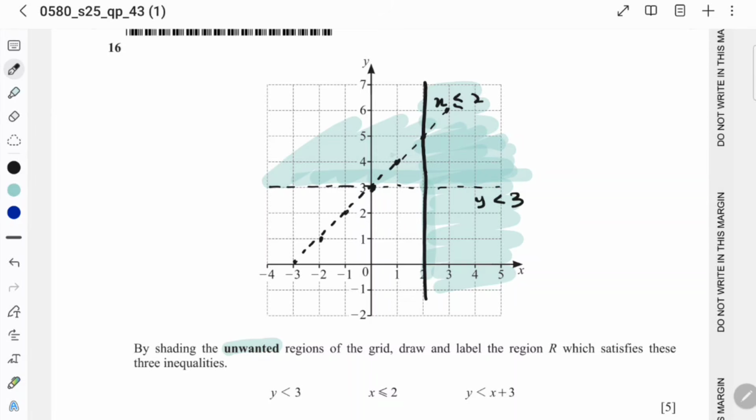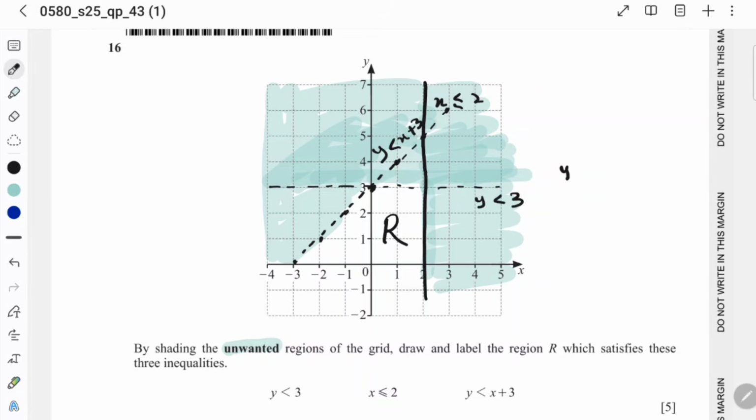Y is less than x plus 3. I just draw y equals x plus 3. In less than, you have the region. So for unwanted, you shade in the opposite direction. Alright, so it means we have the region here. This is the region. Okay, this part.